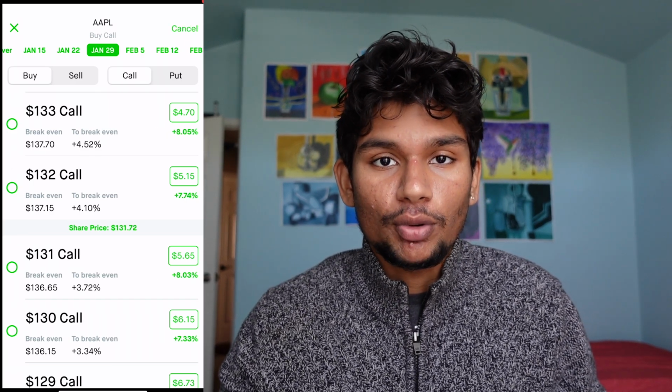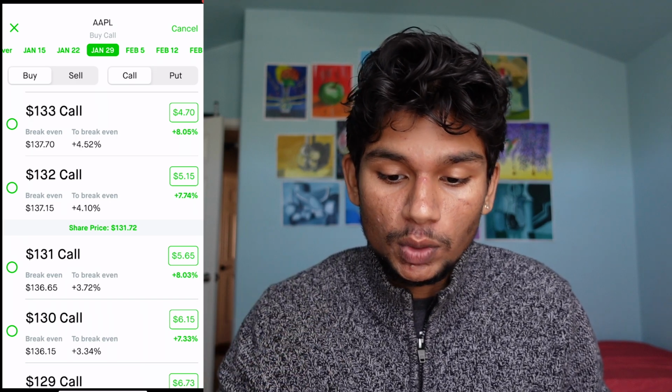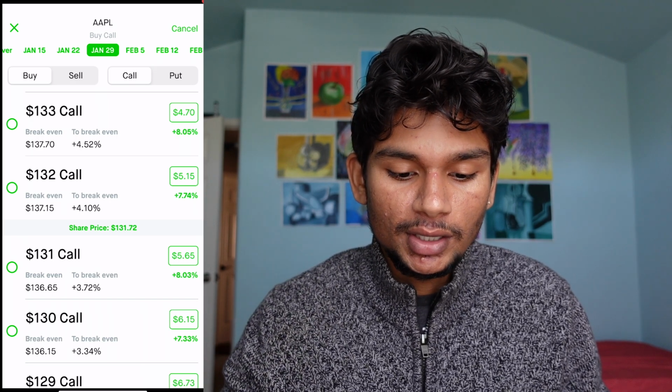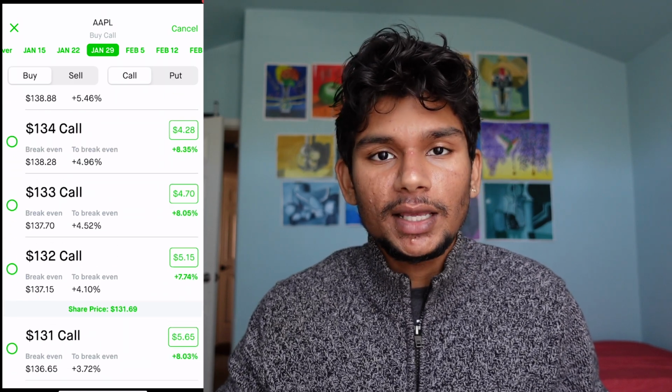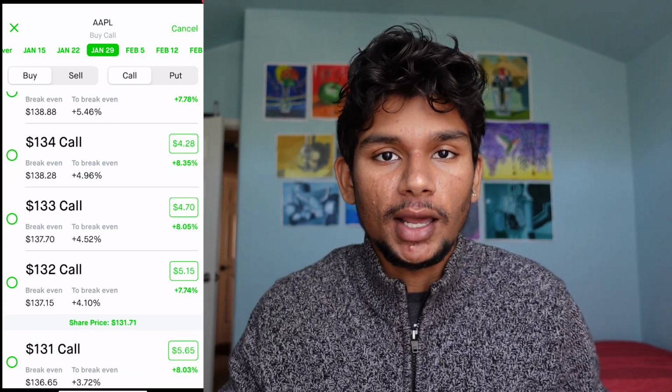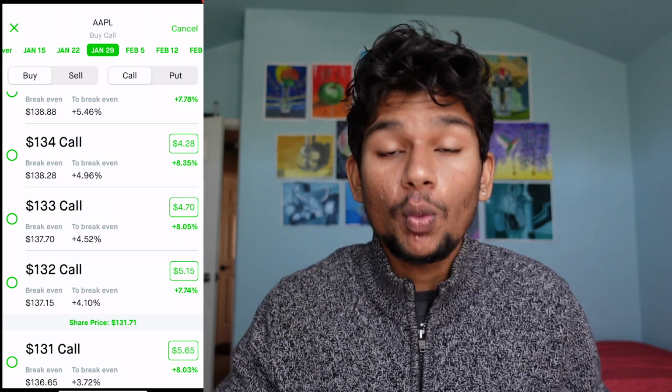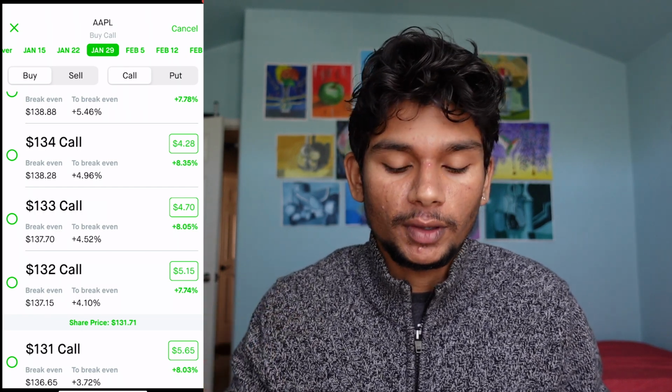Okay, this is important. Do not mess this up. Once you click select, here is where you do the spread options. So let's say we think that by Jan 29th, Apple will reach $134 or above.